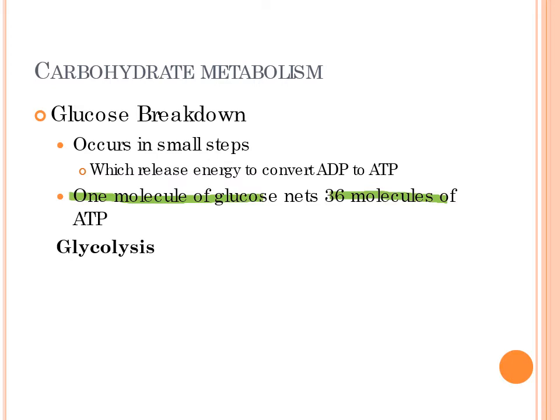The first part of the glucose breakdown is glycolysis. And then from glycolysis, we go through the citric acid cycle. And then from the citric acid cycle, we progress through the electron transport chain. And that's how we end up with our 32 molecules of ATP. So we're going to break down each one of those steps and show you what's happening at each level.